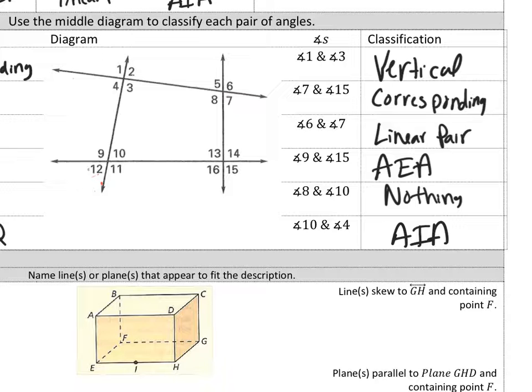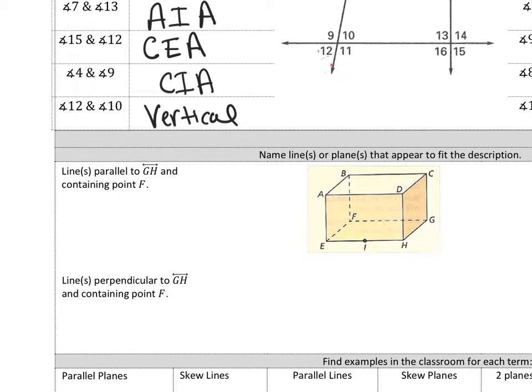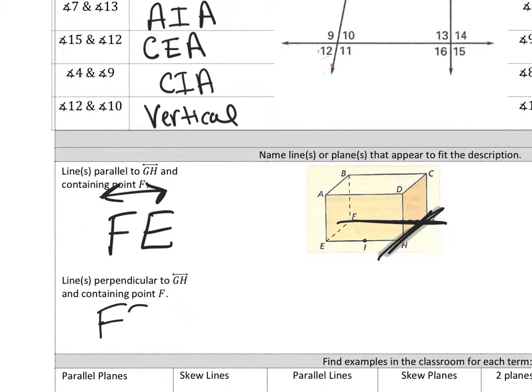Okay, and then let's just finish it up by doing these last four real quick. It says name a line that's parallel to GH and contains point F. And so our answer is going to be line FE. So we had GH and it had to contain point F. So the only other one that's parallel that goes through F is FE. Okay, our next one is lines perpendicular to GH that contains point F. All right, the only one that's perpendicular to GH and it contains point F would be FG. Okay, when it says it's got to contain it, that means it's got to have that exact letter in the answer.